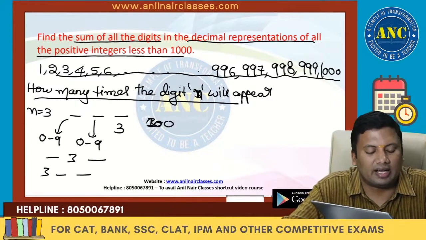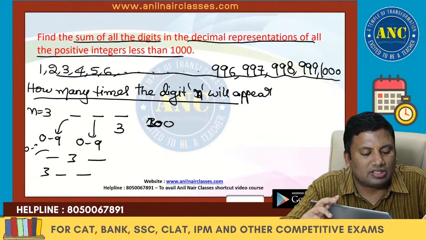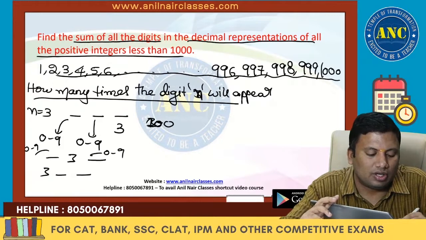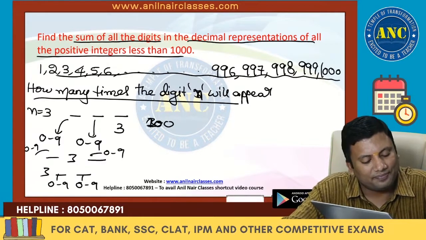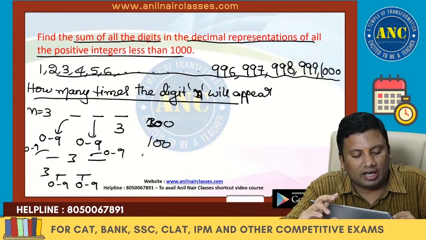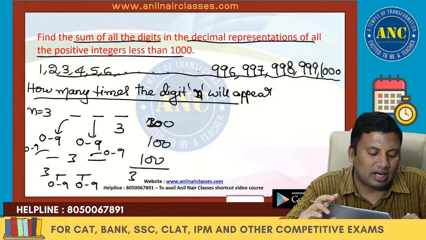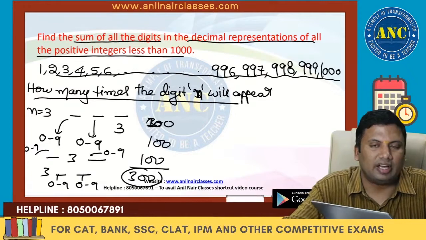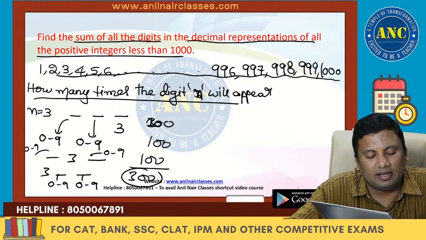The hundreds place can have 3. Here also it is 0 to 9, on each of the other places. So 100, 100, 100. 100 plus 100 plus 100 is 300. A doubt might come up for a student.